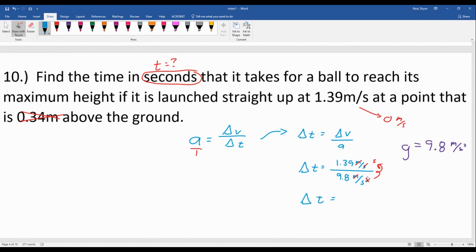So running those through a handy-dandy calculator, because the answer is relatively small, this one's set to 4 decimal places on the answer, and it looks seconds.